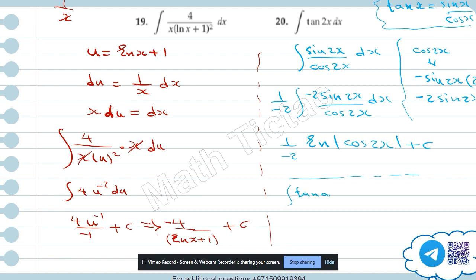Now if you would like to solve the question directly, we have the rule, which is the integration of tan ax dx. This is equal to minus ln cosine ax, divided by a, plus c. This is the rule that we have learned before in the class, which you can find in the PDF file in our group. So that's it.